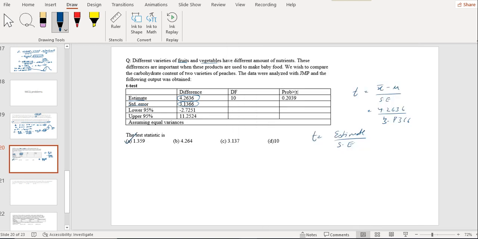Okay, so in this case they have already given the data in tabular form, so they have used some software to calculate the values. Estimate is given here, which is the numerator part, and the standard error is also given here, which is the denominator term. So what is the answer? The answer is simply the ratio of these two.